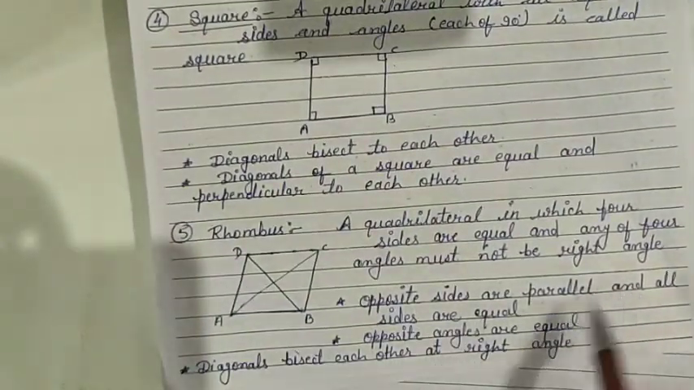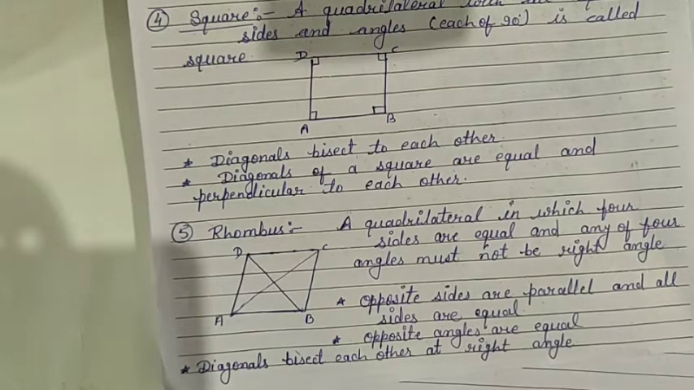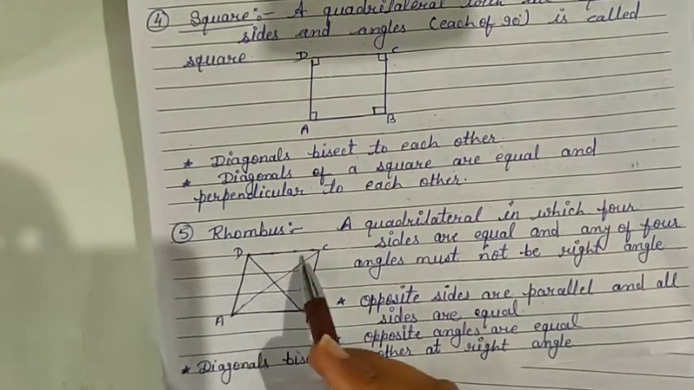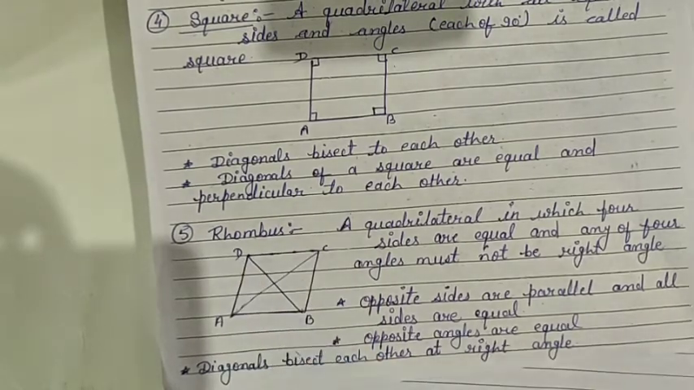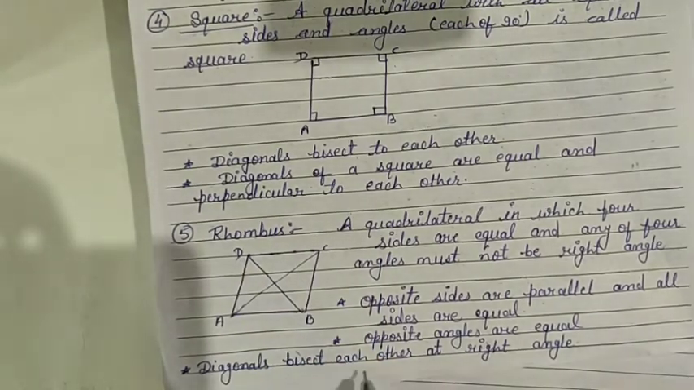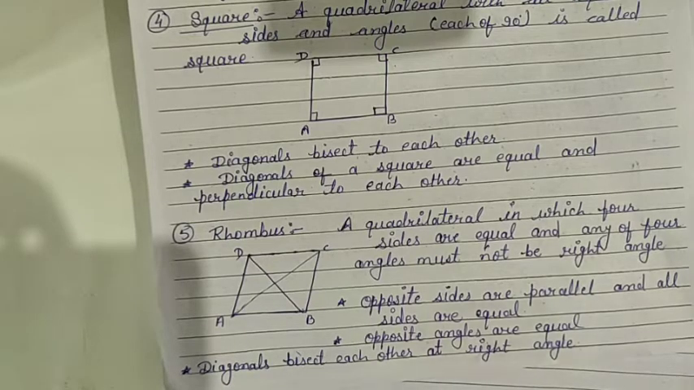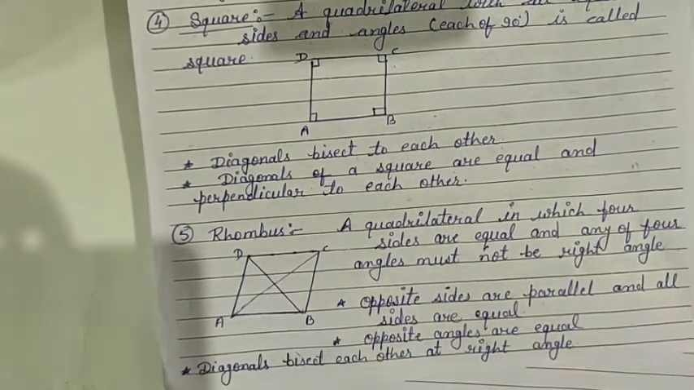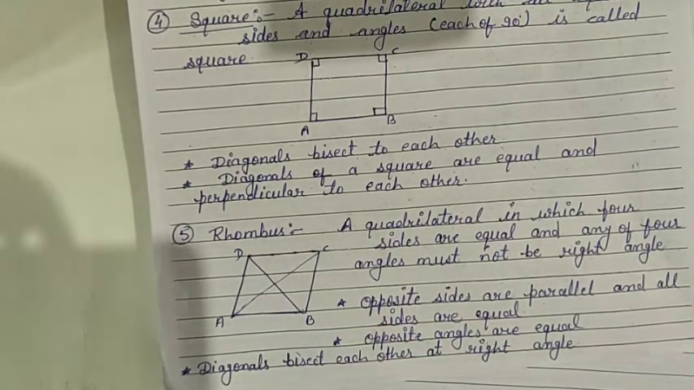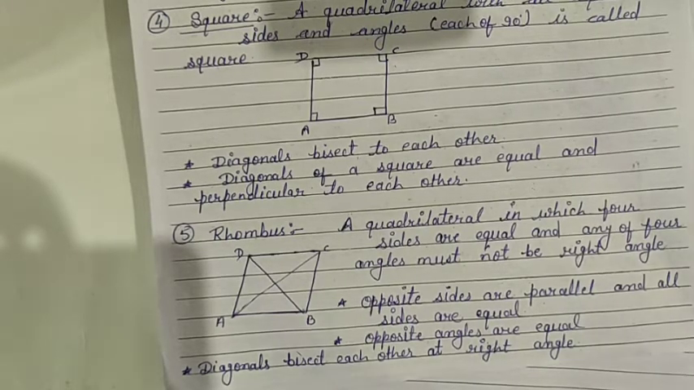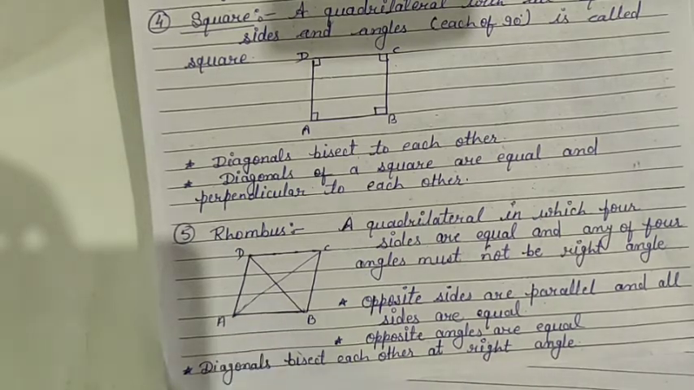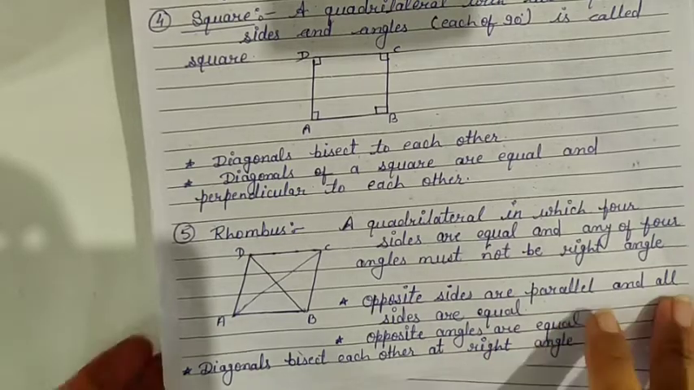Opposite sides are parallel and all sides are equal. Opposite angles are equal. It means angle A equals angle C and angle D equals angle B. Diagonals bisect each other at right angles, but diagonals must not be equal. In a square, diagonals bisect each other and must be equal. But in a rhombus, diagonals bisect each other at right angles but diagonals must not be equal.